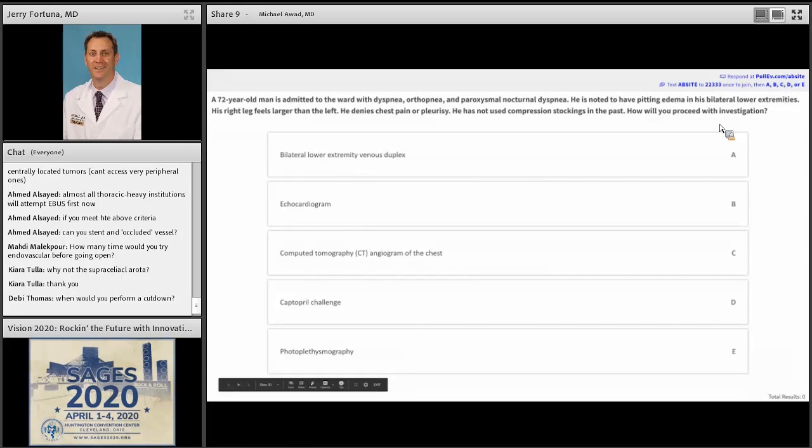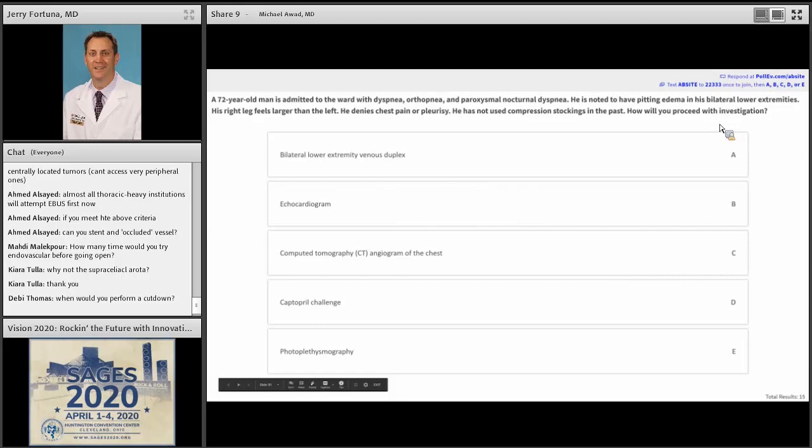A 72-year-old man is admitted to the ward with dyspnea, orthopnea, and paroxysmal nocturnal dyspnea. He is noted to have pitting edema in bilateral lower extremities. His right leg feels larger than the left. He denies chest pain or pleurisy. He has not used compression stockings in the past. How will you proceed with investigation?